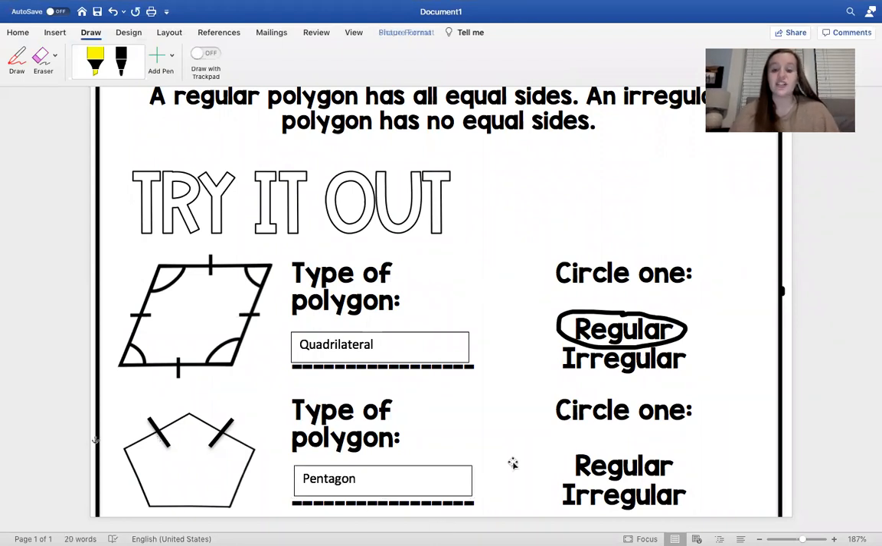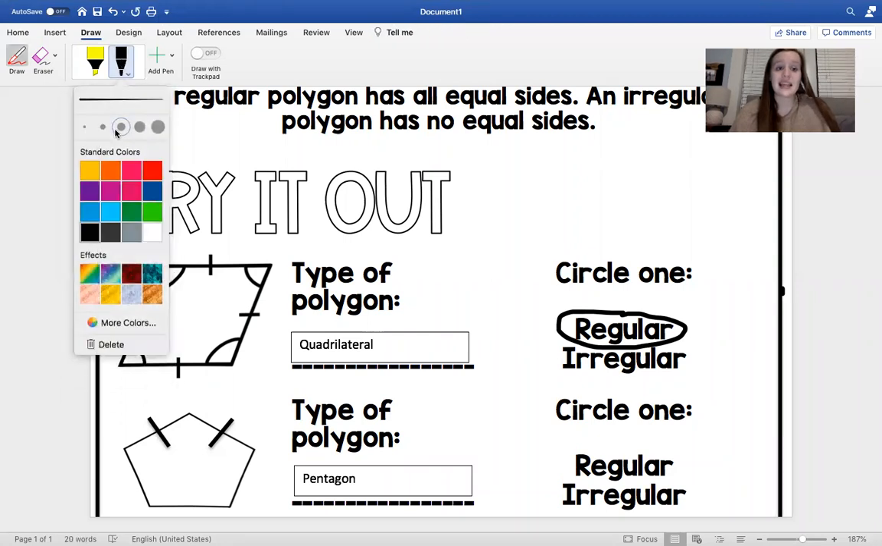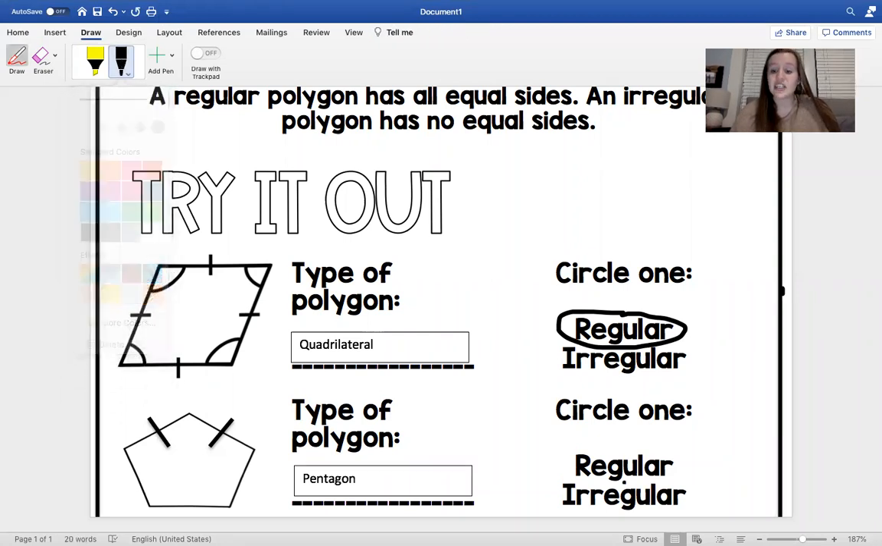And now we need to determine if it's regular or irregular. Well, we know that these two sides are the same length, but these three do not have any lines on them. So that tells us that they are not the same length, which means that this shape is actually an irregular polygon because all of the sides are not the same length.